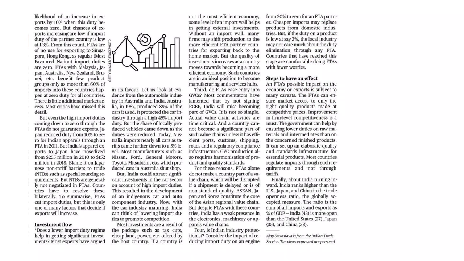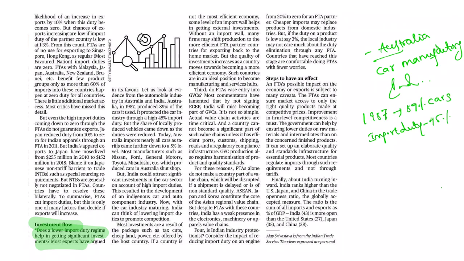Now the author asks the question on investment flow. Does a lower import duty regime help in getting significant investments? The author tries to explain this using a case study of Australia's car manufacturing industry. In 1997, Australia used to produce 89% of its cars. They could produce 89% because they protected the car industry through high import duty, about 45%. But the share of locally produced vehicles came down as the duties were reduced.